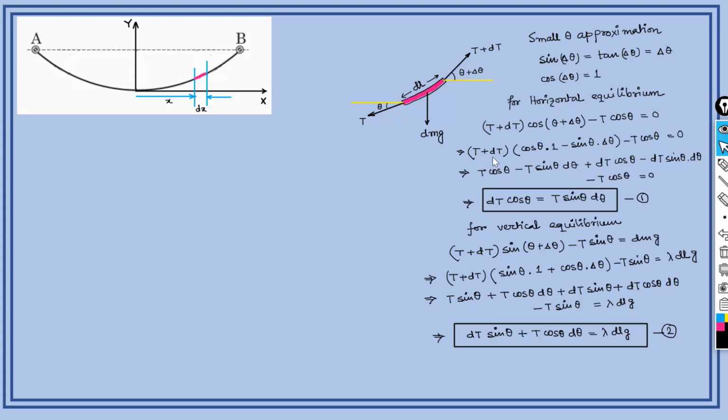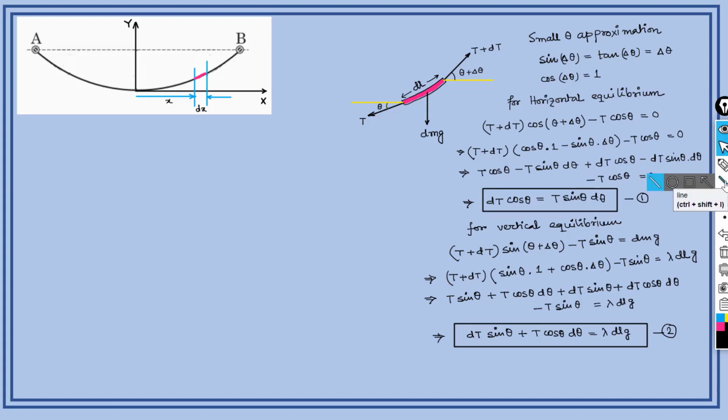Now you can multiply these terms, and you can see that it is T cos theta minus T sin theta d theta. D theta and delta theta are the same. A very small change in theta can also be written as d theta. Then dT cos theta minus dT sin theta d theta, and minus T cos theta, that is equal to 0.